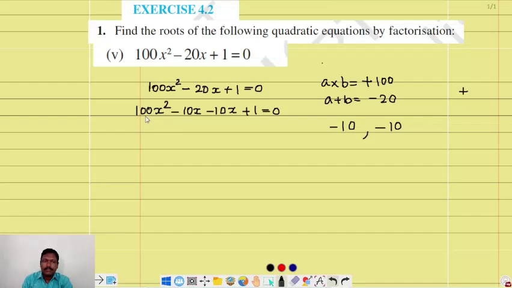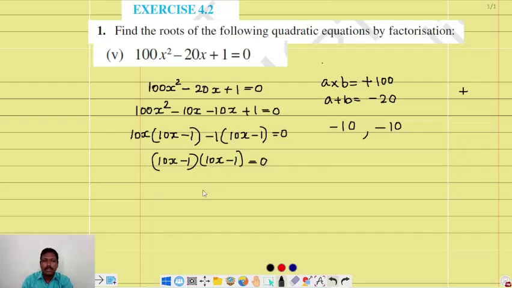Okay, anyway I am explaining this method. So listen here, 100x square minus 10x. What is common? 10x you can take common. So when you take 10x common, you will get 10x minus 1. Now from here you can take minus 1 common. Then again you will get 10x minus 1 is equal to 0. So 10x minus 1 is again common. So 10x minus 1 into 10x minus 1 is equal to 0.